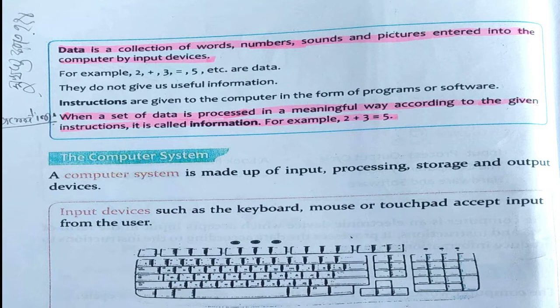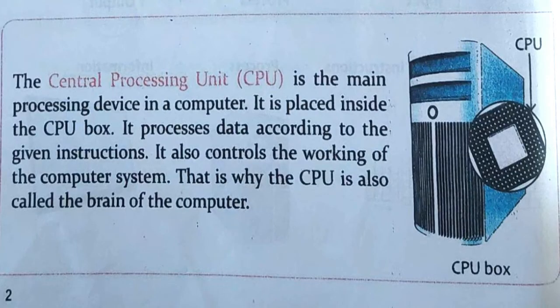The computer system. A computer system is made up of input, processing, storage and output devices. Input devices such as the keyboard, mouse or touchpad accept input from the user. The Central Processing Unit, or CPU, is the main processing device in a computer. It is placed inside the CPU box. It processes data according to the given instructions. It also controls the working of the computer system. That is why the CPU is also called the brain of the computer. On the right side you can see the picture of a CPU.